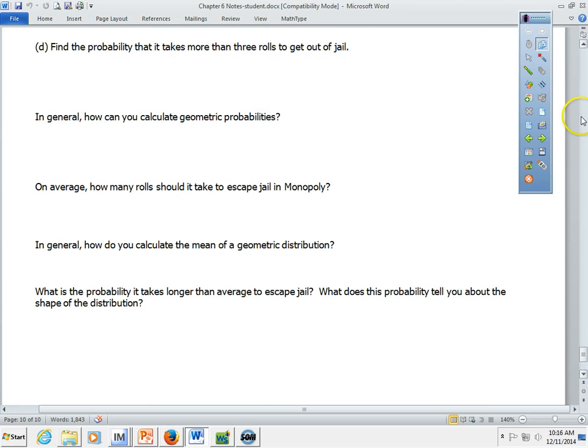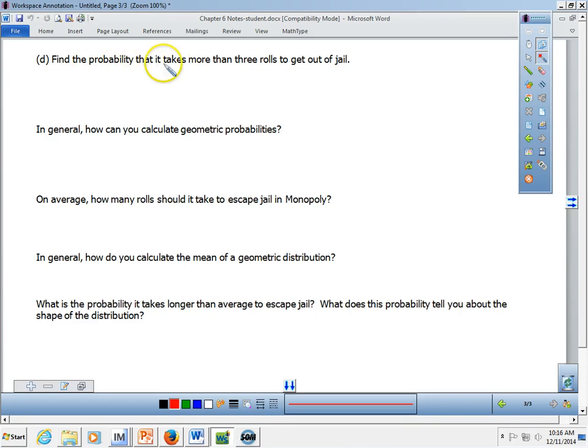Now we can go back up to what part D says here. If you marked that out, that's okay, but I'm going to go ahead and show you this. Find the probability that it takes more than 3 rolls to get out of jail. We did this with our binomial setting, and we want to do this with the geometric setting. What are all the possible outcomes of it taking more than 3 rolls to get your doubles? Well, it could be 4, 5, 6, 7, 8, 9, 10 rolls. You get all the way up to an infinite number of rolls before you get your doubles.